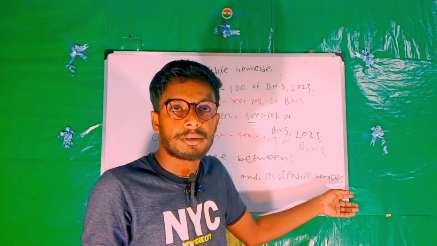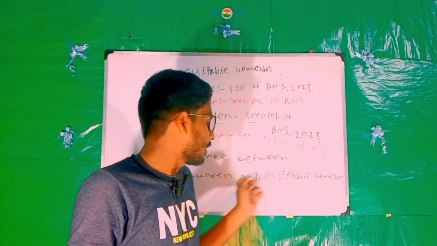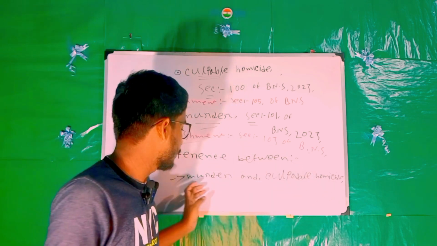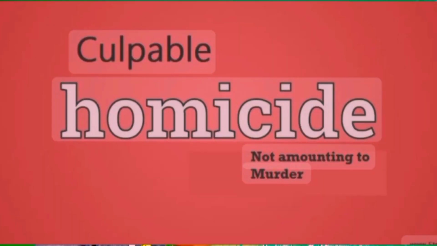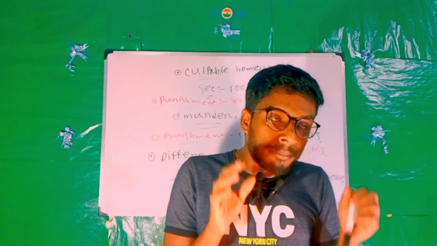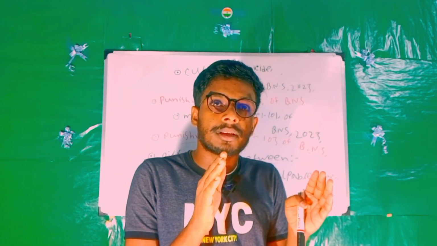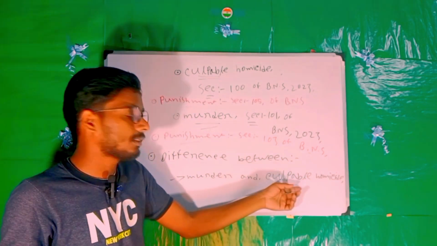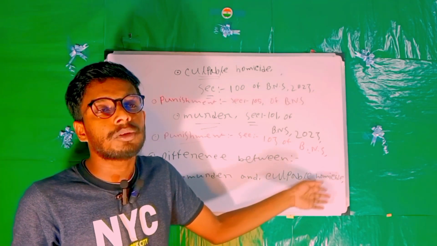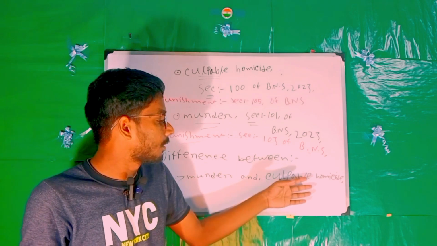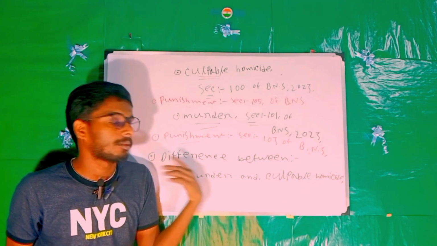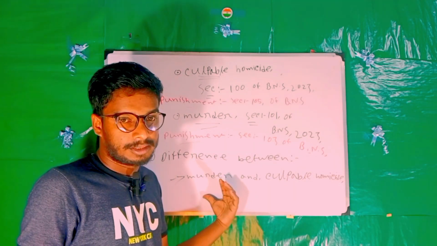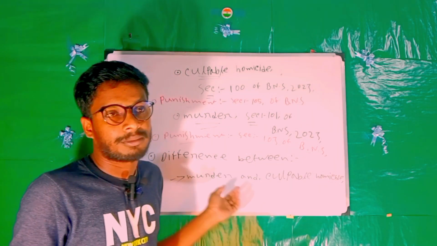Culpable homicide is not amounting to murder. In murder, intention is present. In culpable homicide, intention may not be present, and knowledge that death is likely may be there. But all murder is culpable homicide, and all culpable homicide is not murder.